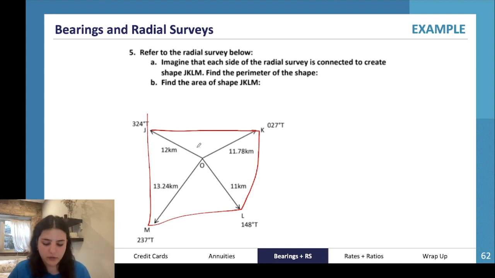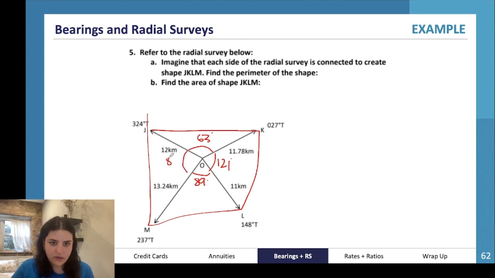First, you find all the internal angles. So 360 minus 324 is 36 plus 27 is 63. So this one's 63 internally. This one is 148 minus 27, so that's going to be 121. This one's 237 minus 148, and that's going to be 89 degrees. And then the last one is 324 minus 237, and that's going to be 87 degrees, like that. So then we need to do the cosine rule to find each of these larger lines.